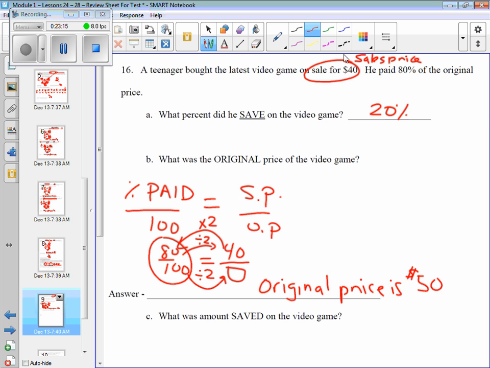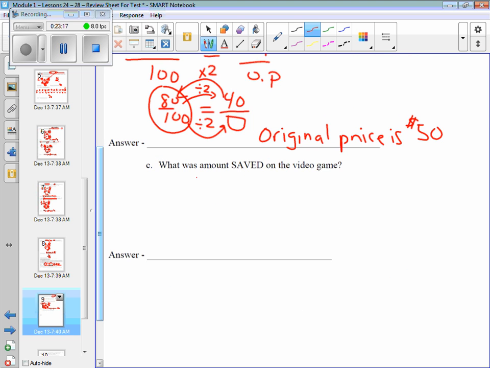Well, to figure out the amount that you saved, you have to take the original price and subtract the sales price, and you'll get $10. And that is our answer for how much you saved.